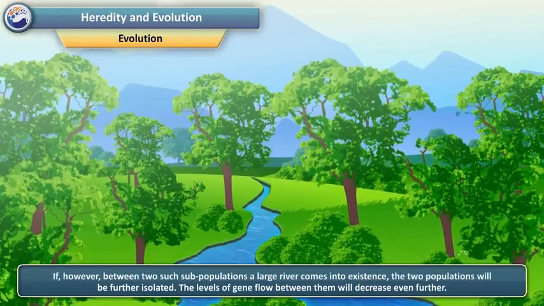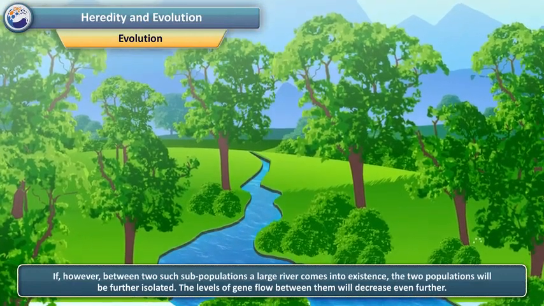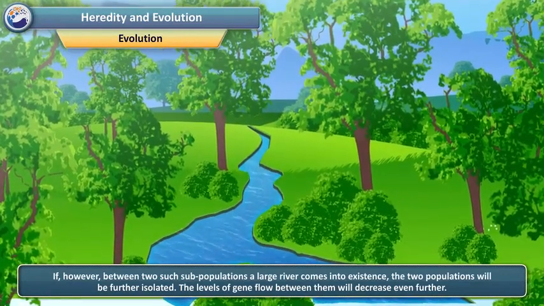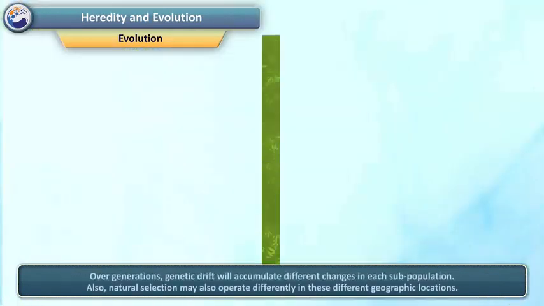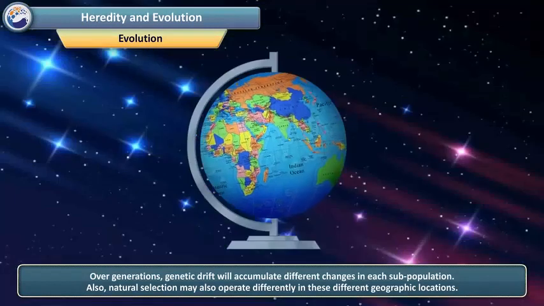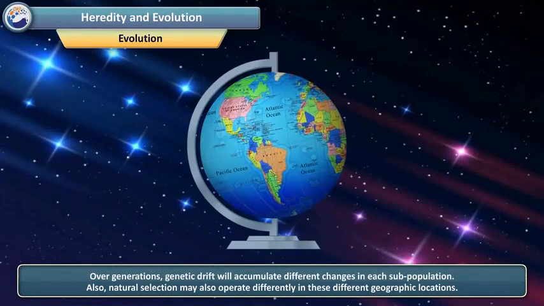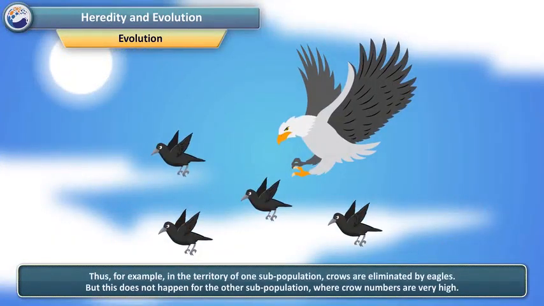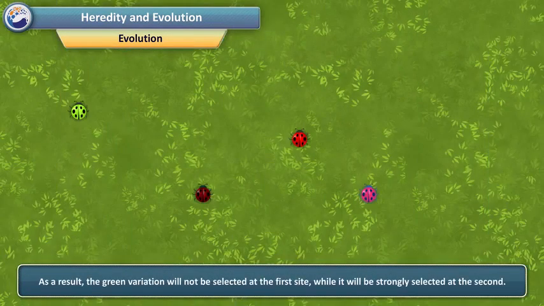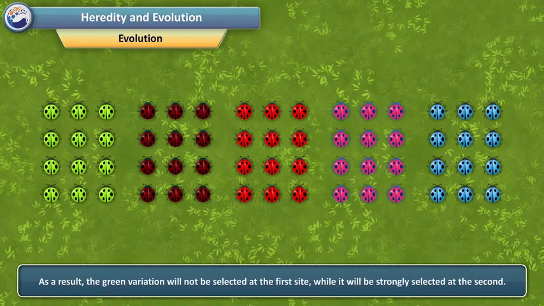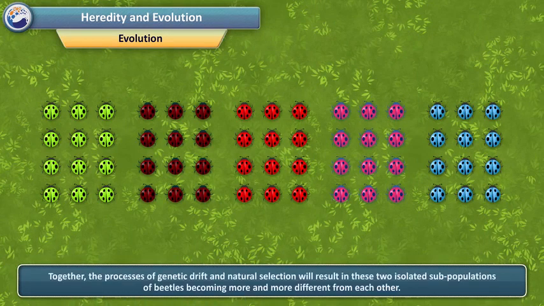If, however, between two such subpopulations a large river comes into existence, the two populations will be further isolated. The levels of gene flow between them will decrease even further. Over generations, genetic drift will accumulate different changes in each subpopulation. Also, natural selection may operate differently in these different geographic locations. Thus, for example, in the territory of one subpopulation, crows are eliminated by eagles. But this does not happen for the other subpopulation, where crow numbers are very high. As a result, the green variation will not be selected at the first site, while it will be strongly selected at the second. Together, the processes of genetic drift and natural selection will result in these two isolated subpopulations of beetles becoming more and more different from each other.